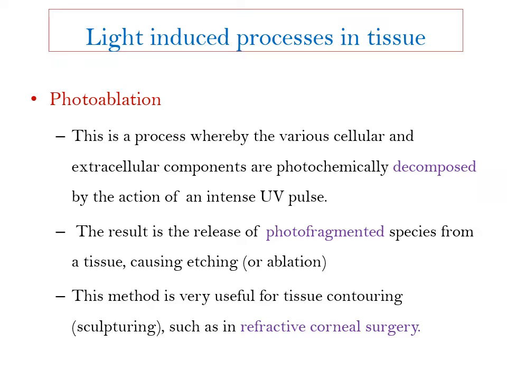And so refractive corneal surgery is one method of correcting the cornea. A cornea problem, elongation or shrinkage of the cornea, could cause hyperopia or myopia. So correcting this cornea using photoablation can correct the refractive index of the cornea.